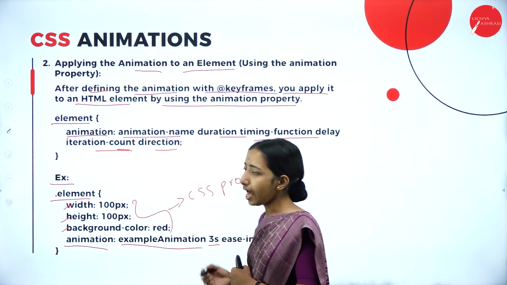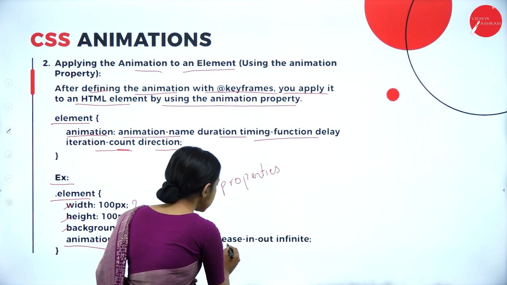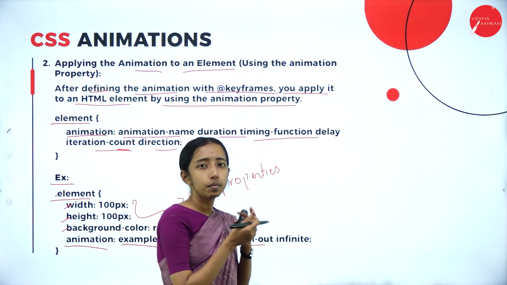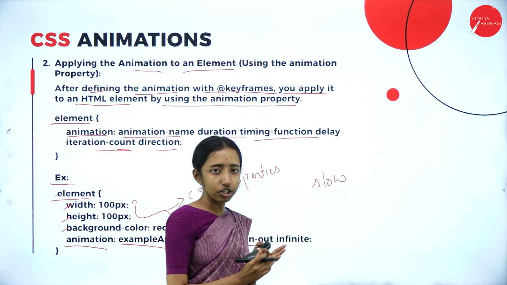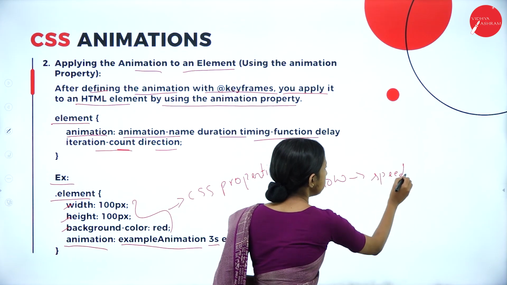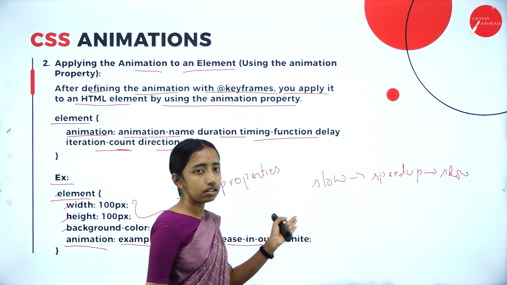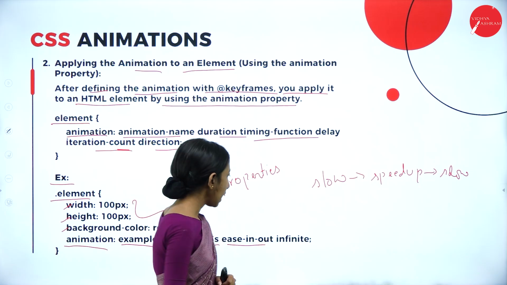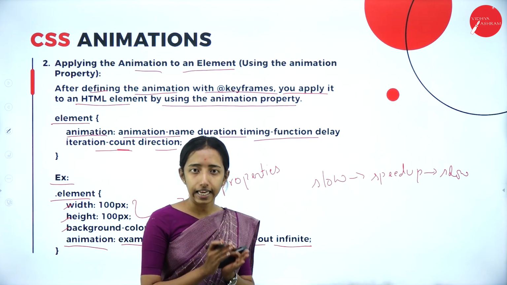This is the animation name that I have given in the keyframes. Next, 3s means 3 seconds, the duration of the animation. And next, ease-in-out. As we have seen in a previous session, ease-in-out means the animation starts slow, speeds up, and again slows down. And next I am saying the animation should be infinite.